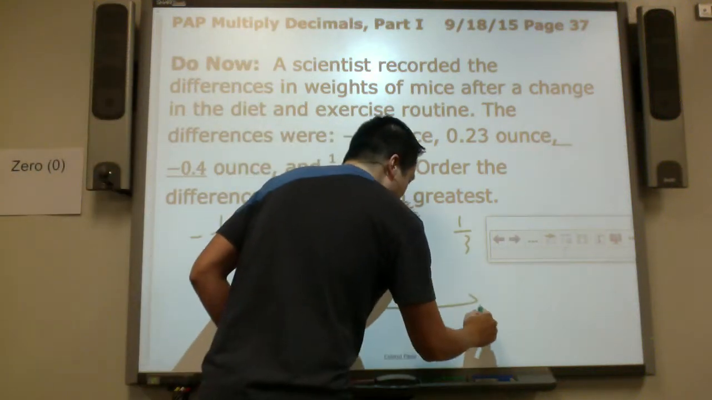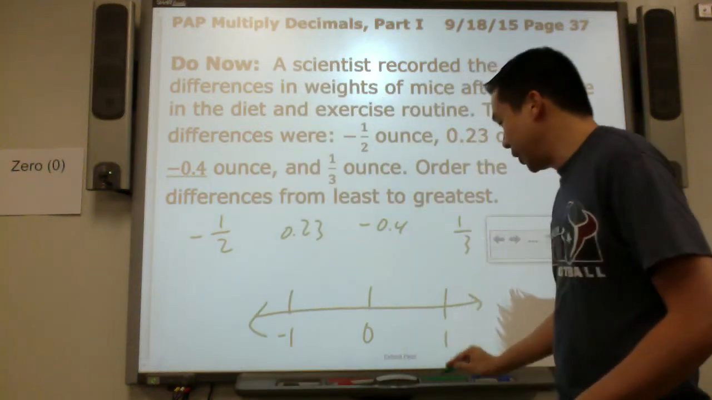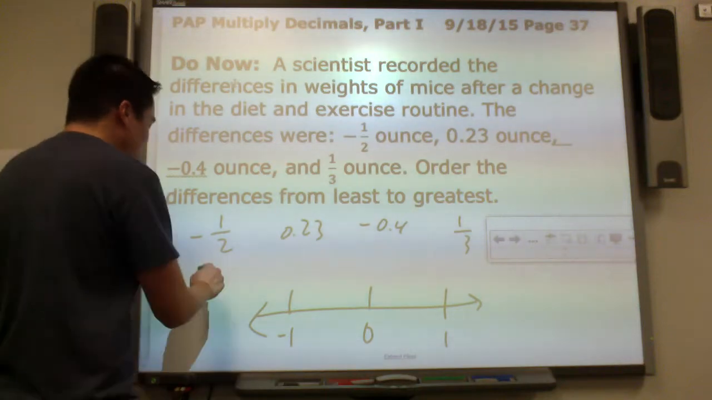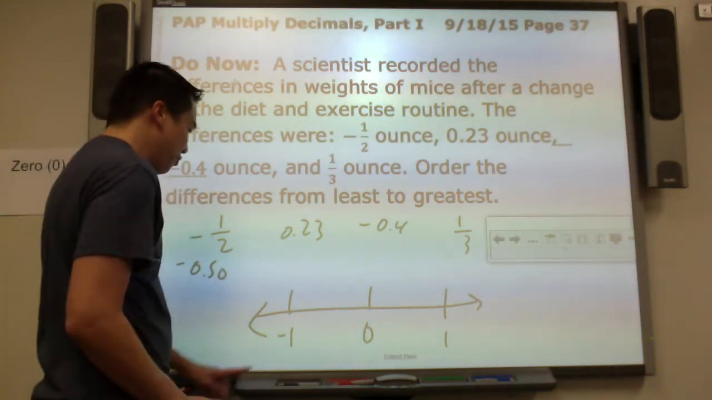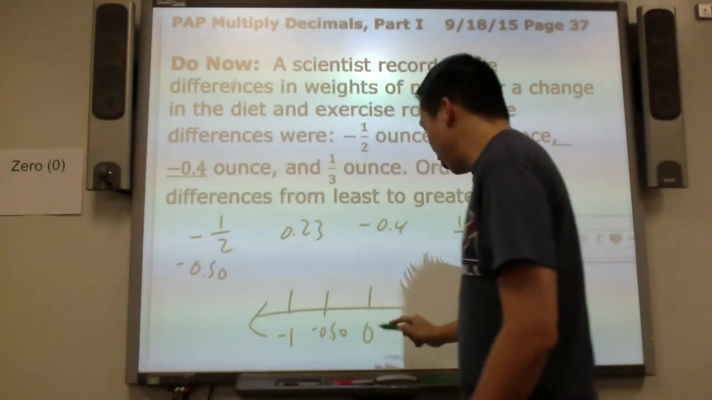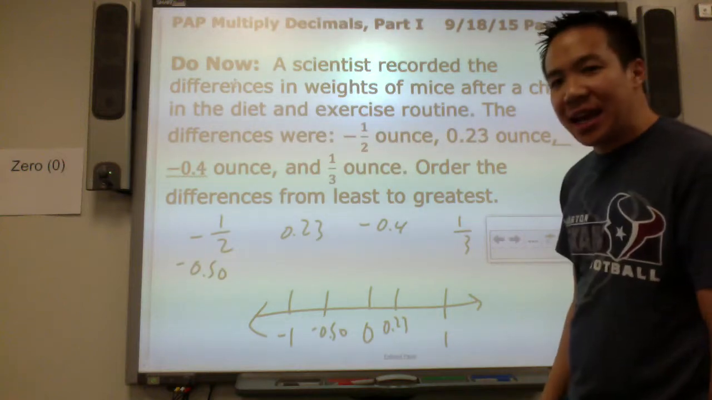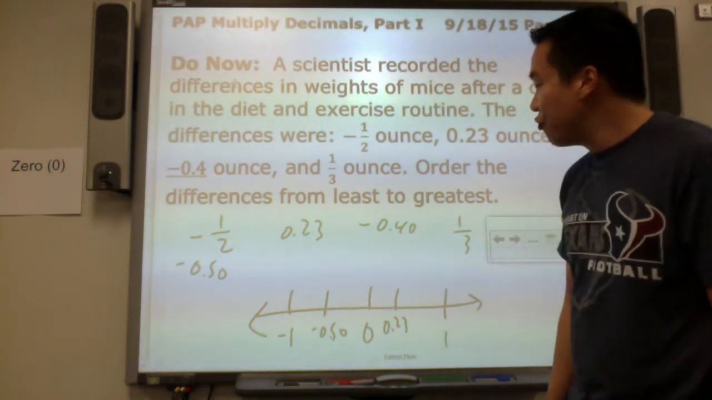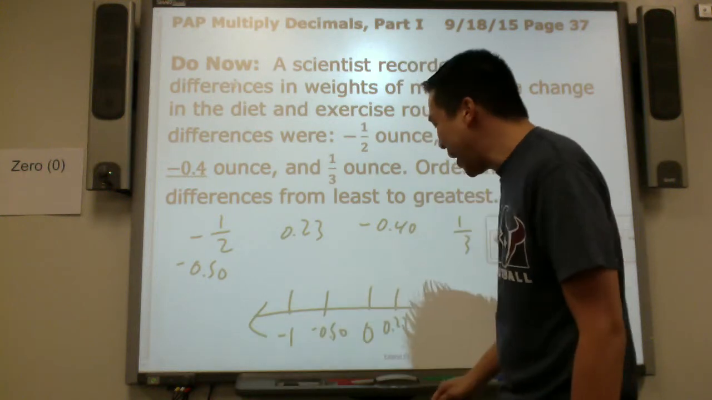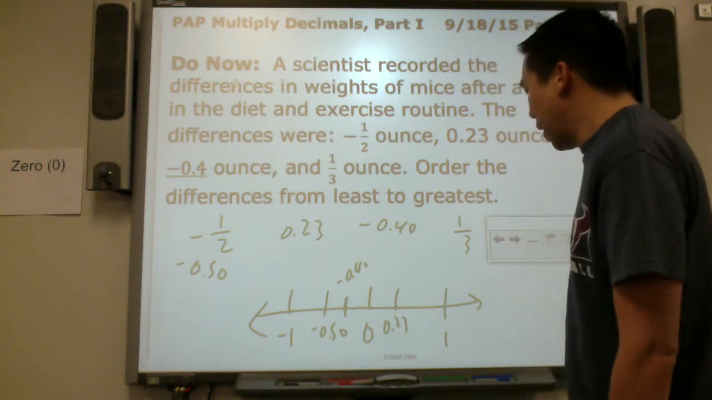So we have a number line. Zero is here, -1 here, 1 here. So -1/2. Half of a dollar is 50 cents, so it's -50 hundredths, and that would go right there. 23 hundredths is between 0 and 1. -4/10 is the same as saying -40 hundredths. So remember, when you count negative, you're counting backward, so it must go right here before the -50 hundredths.